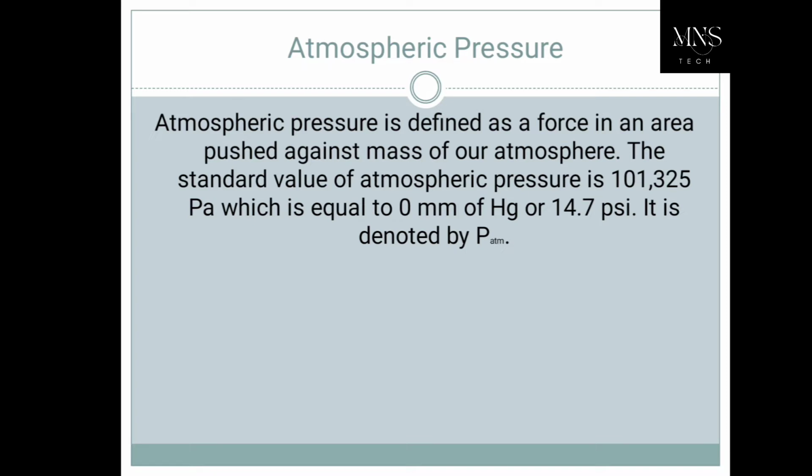Atmospheric pressure. Atmospheric pressure is defined as a force in an area pushed against by the mass of our atmosphere. The standard value of atmospheric pressure is 101.325 kilopascals, which is equal to 760 mm of mercury or 14.7 psi. It is denoted by PATM.